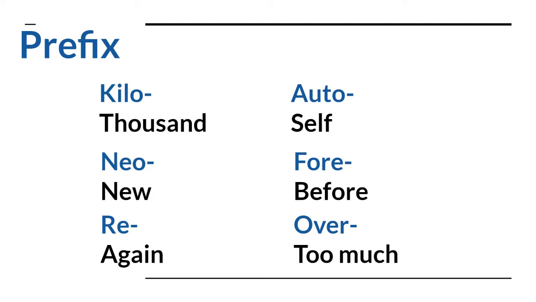Next word is fore, from the word before. So let's look at this word. Forewarn. Forewarn. That means I have already warned you. Đã cảnh báo rồi. Next word would be over, or too much. Right? So you put it in front of a word. For example, use the verb eat. Overeat, meaning I ate too much.